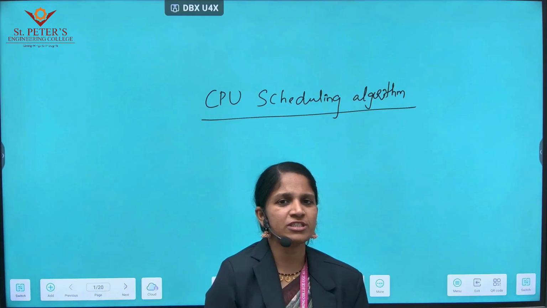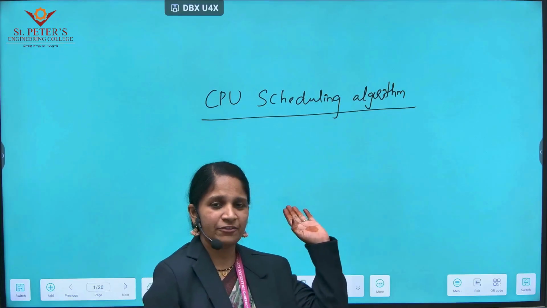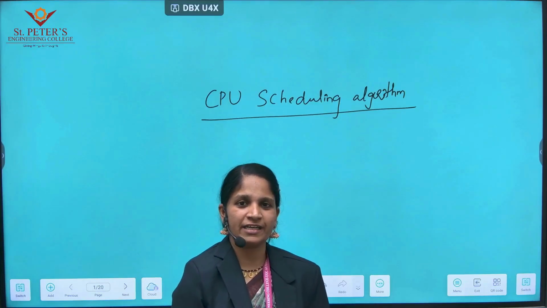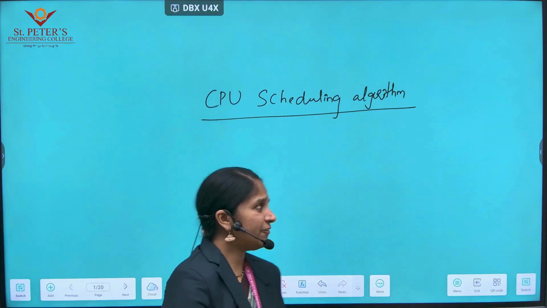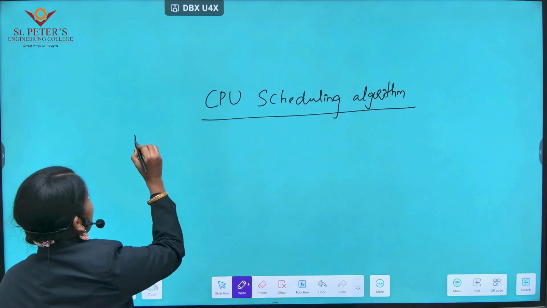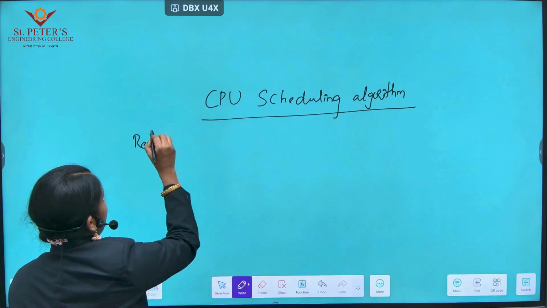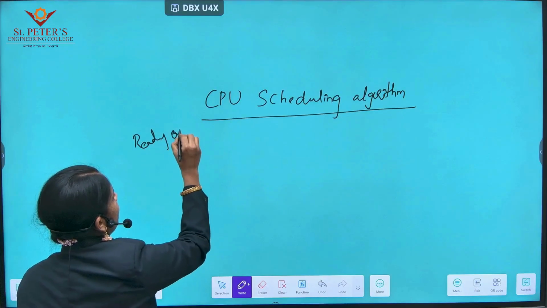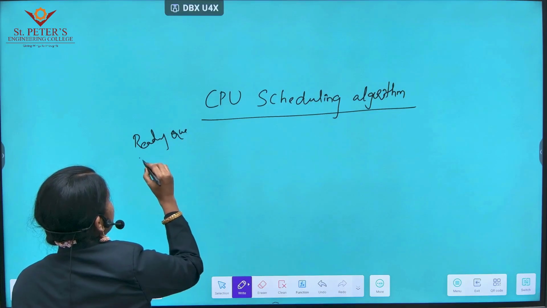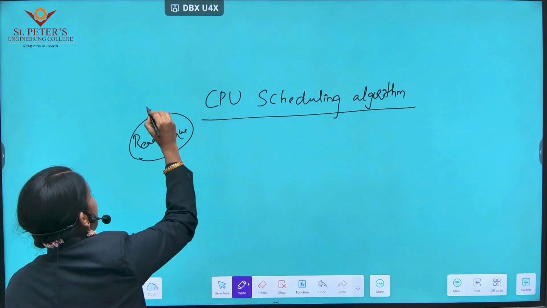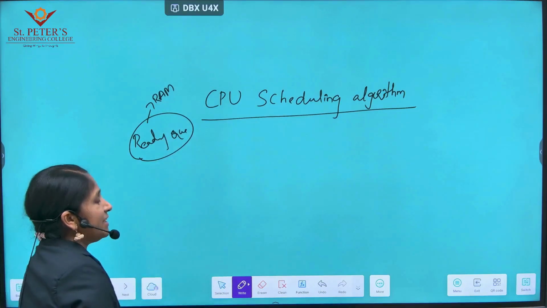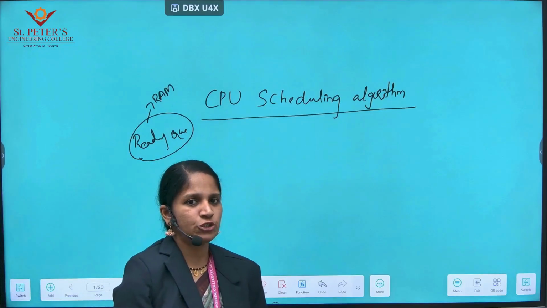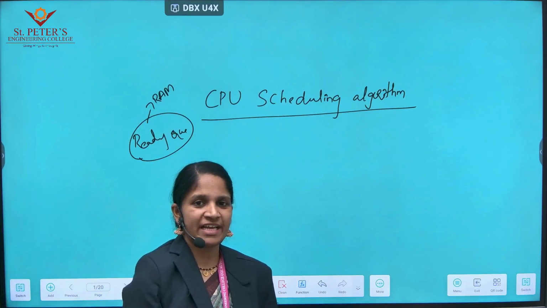Today I'm explaining about the CPU scheduling algorithm from the operating system subject. Why do we need to learn this algorithm? For multi-programming. Here we have a ready queue, which lies on RAM actually. In that RAM we are executing multiple programs at a time.